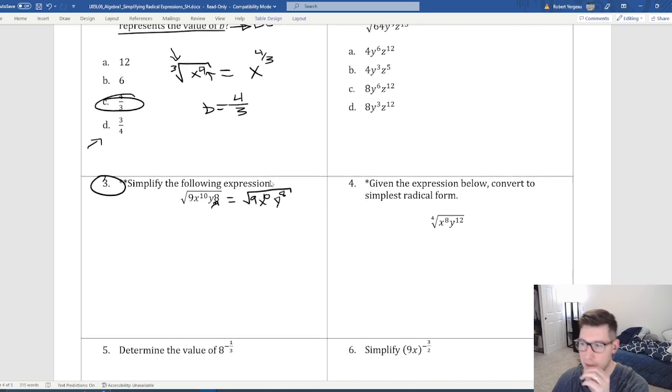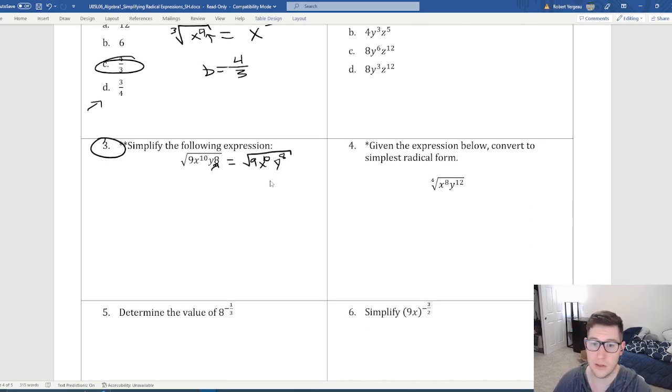All right, now let's take a look at number 3. Now, number 3 is really looking similar to example 2. And so, again, working off that checklist that we wrote, first thing I'm doing is naming what my index is. It's not written. I'm going to put a 2 and be abundantly clear. From here, I have to rewrite this radical as a power. And so I'm going to have 9x to the 10th, y to the 8th, all raised to the 1/2 power, because again, index becomes my denominator.